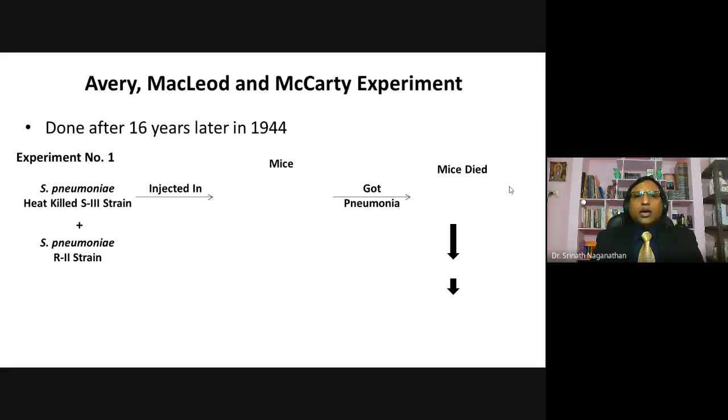After about 16 years, in 1944, three scientists, Avery, MacLeod, and McCarthy, did the same experiment to prove whether it was due to this or some other particle. For this, they used the last experiment, in which they used the heat-killed S3 strain and the R2 strain of Streptococcus pneumoniae and injected them into mice to see whether it gave the same result. They got the same result: the mice were infected with pneumonia and died.